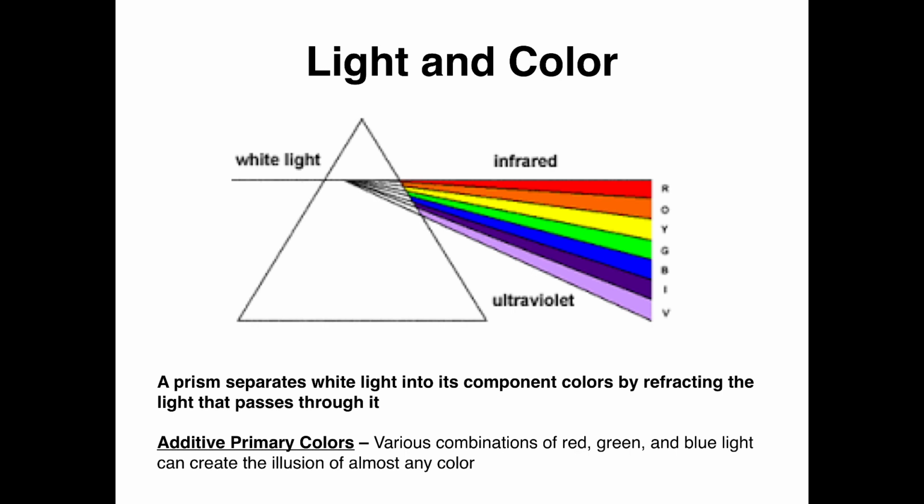Now, additive primary colors, you'll see various definitions, and there are some definitions that you really need to take note of. And additive primary colors are various combinations of red, green, and blue. And this can create the illusion of almost any color. You could use combinations of red, green, and blue to create virtually any color that you want to create.